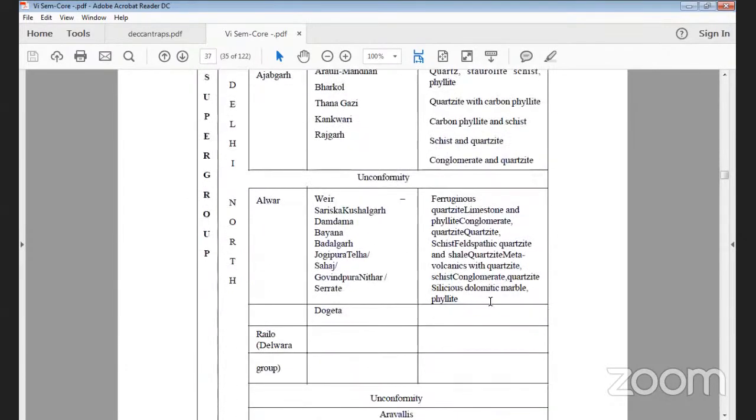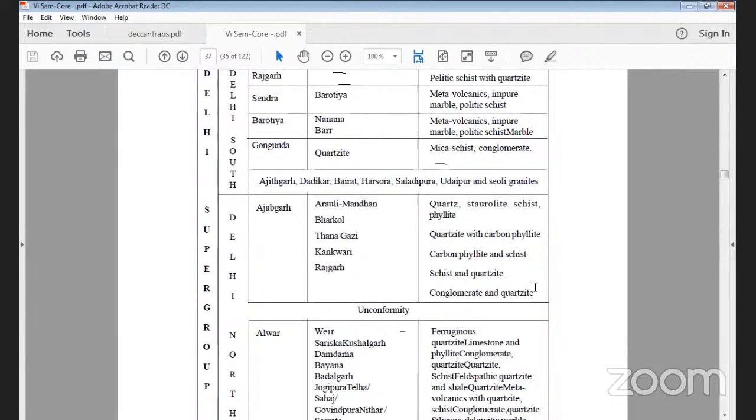Now the lithological formations. In the Alwar group, the lithological formations we see here are ferruginous quartzite, limestone, and phyllite conglomerate, schist, feldspathic quartzite, and volcanics. It consists of volcanic formations along with some quartzite and schist formations. At the same time, we see siliceous dolomitic marbles also.